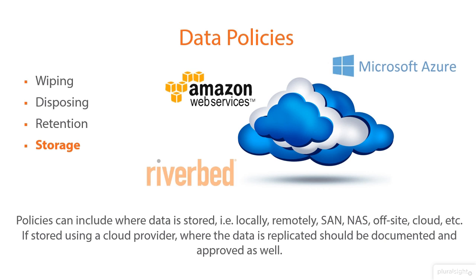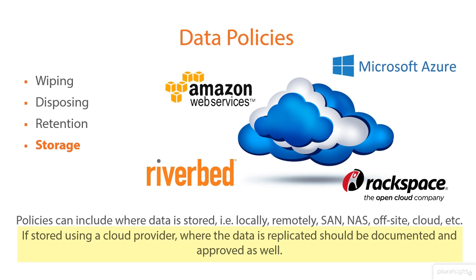And then next is storage in many different places: locally, removable media, SAN, NAS, and also out in the cloud. So policies need to include where data is stored and where it can be stored. If you're using a cloud provider, where the data is replicated should be documented as well. Whether we're using Amazon or Rackspace, name your third-party cloud provider of choice, each of those has its own policies, its own strengths and weaknesses. They have their own security staff, but they also replicate that data in different fashions.